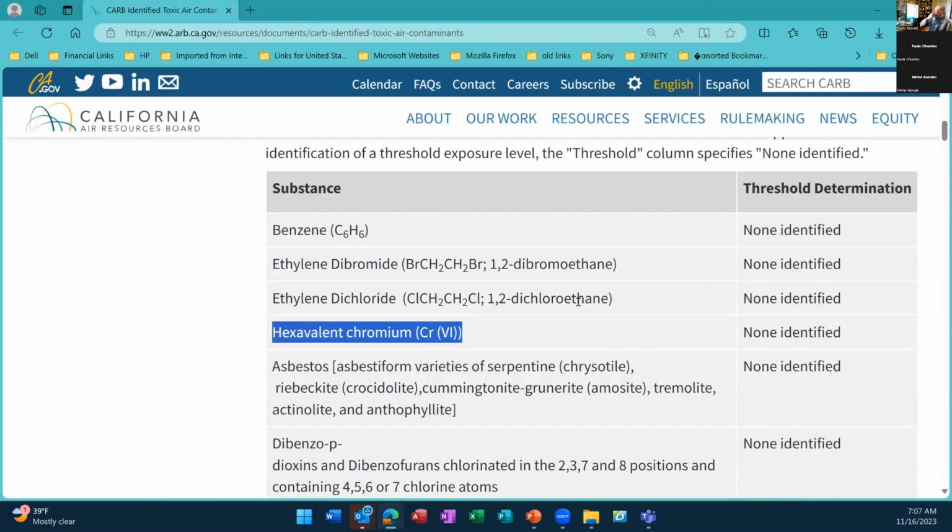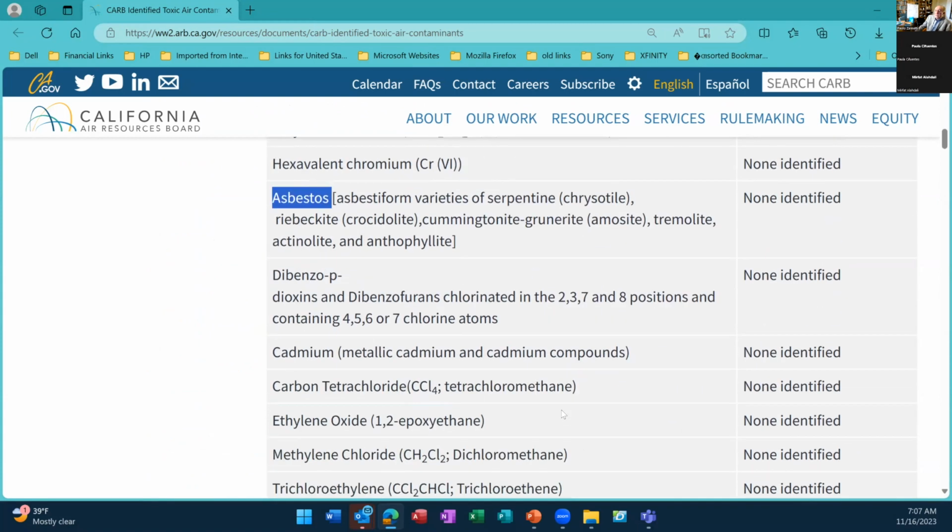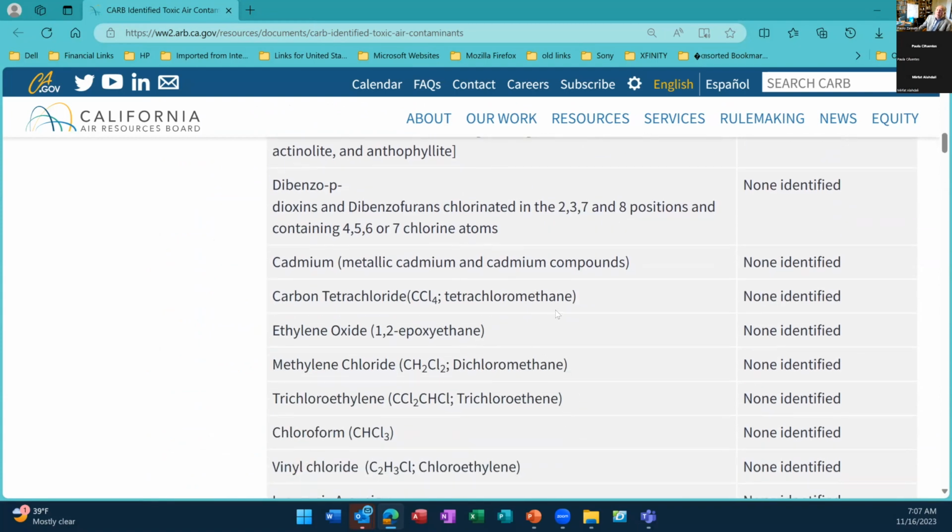Going back to California's list of main toxic pollutants: asbestos, of course, all the metals, for example, cadmium, and ethylene oxide, another important toxic pollutant. This is used to sterilize objects and tools in hospitals. So it is a toxic pollutant.